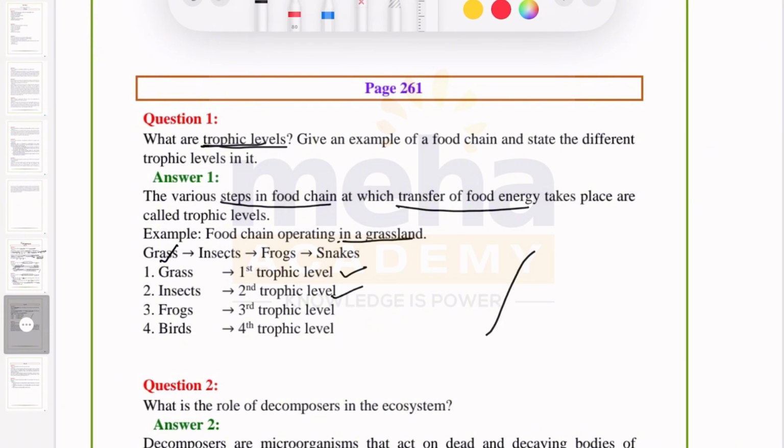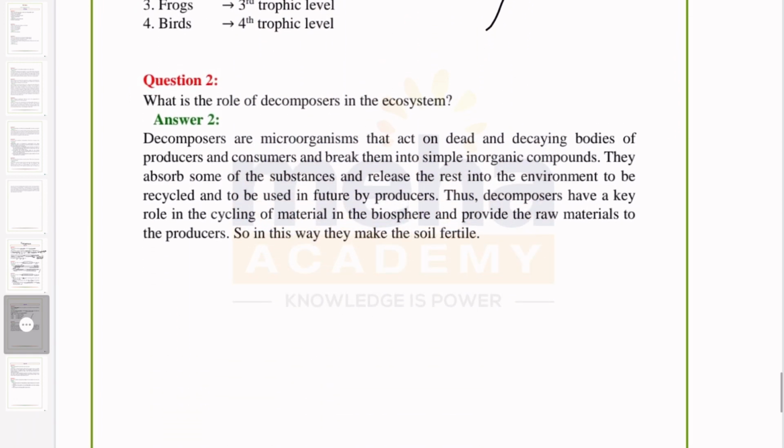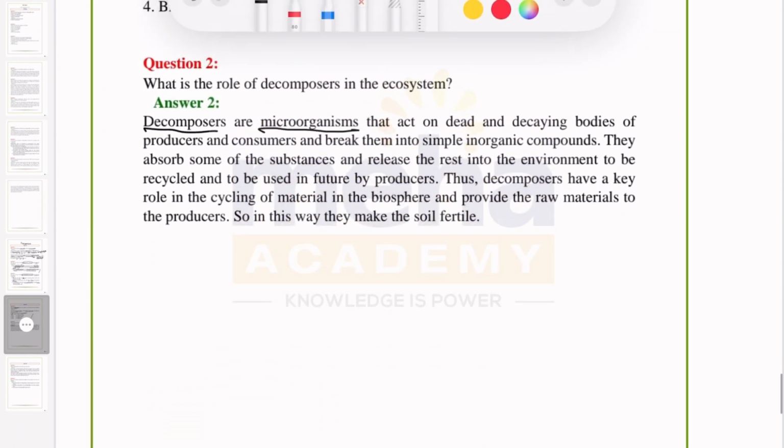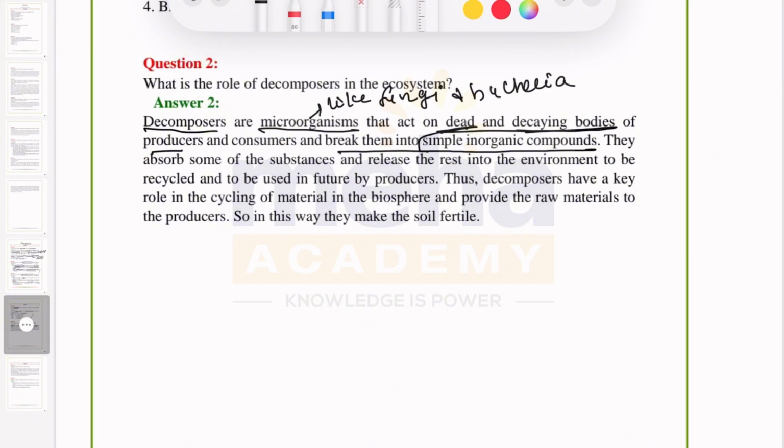What is the role of decomposers in the ecosystem? What are decomposers? They are microorganisms, basically saprophytes like fungi and bacteria, that act on the dead and decaying bodies of producers and break them into simple inorganic compounds. Then they absorb some of the substances and release the rest into the environment to be cycled into the soil.